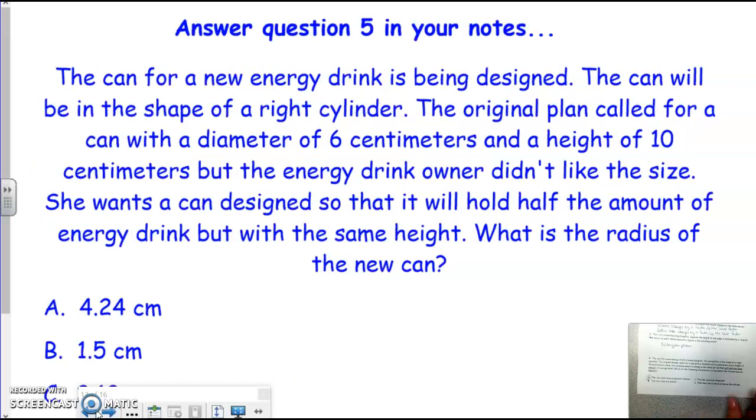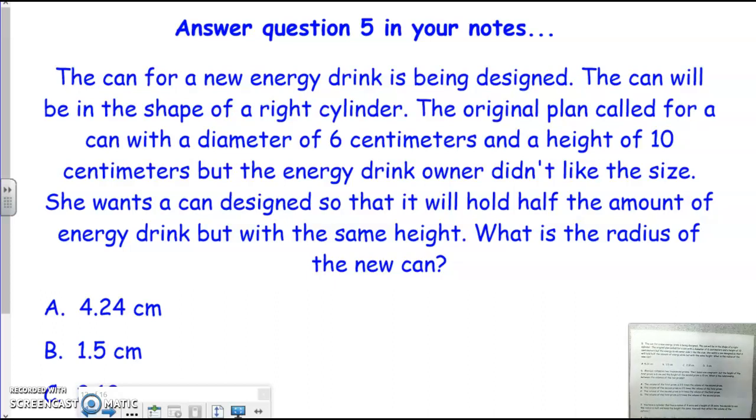All right, let's look at the next example. So same can, okay. We have their energy drink. It's a right cylinder. The diameter is 6 centimeters and the height is 10. And it says, but the owner doesn't like the size. She wants to design it so that it will hold half of the amount of the energy drink as the original one, but have the same height. And so what would the radius be?